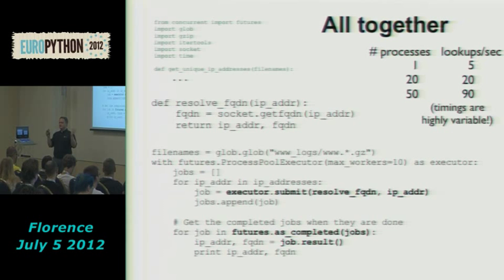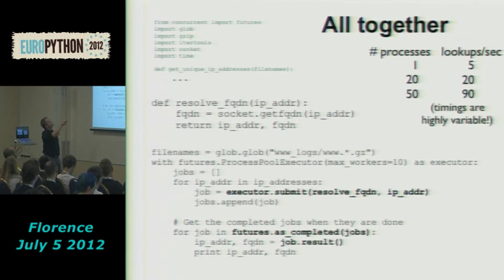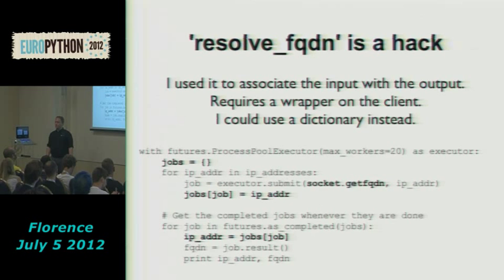Now I said this resolve FQDN thing is a bit of a hack because, I'll go back to it, it's got this thing where the input parameter is also one of the output parameters, and that just doesn't feel nice. So really what you should do is what the documentation for the concurrent module suggests, which is to set the job information inside of a dictionary. So you submit the job. Here I'm using the actual socket getfqdn. Put that back in the job. And then it's mapping from the job to information you want to keep about the job.